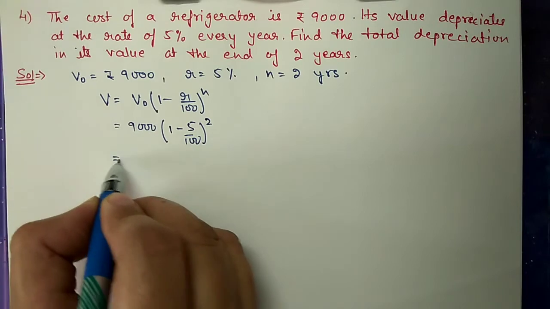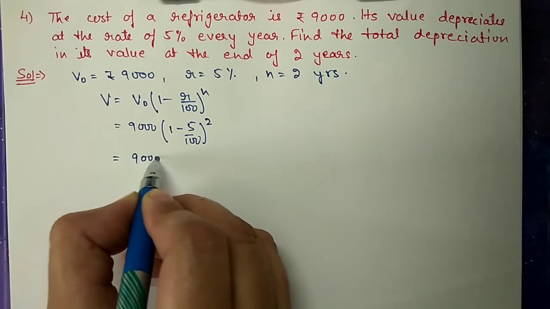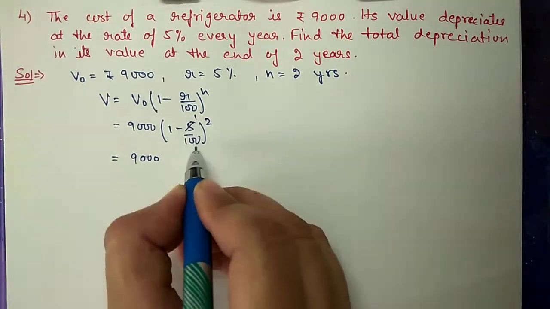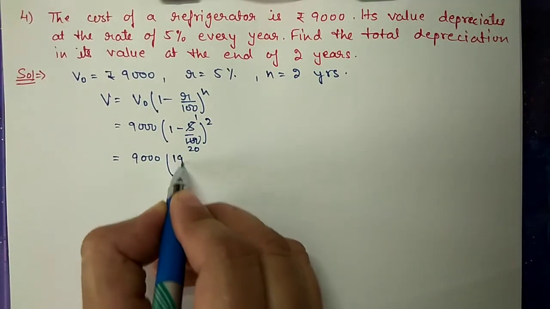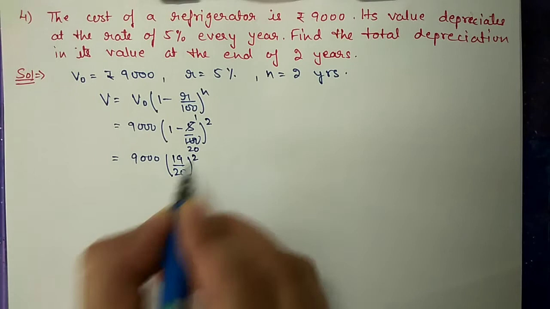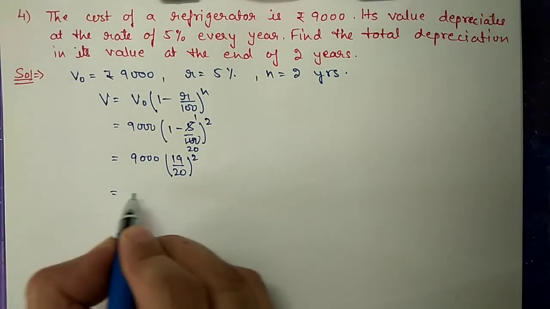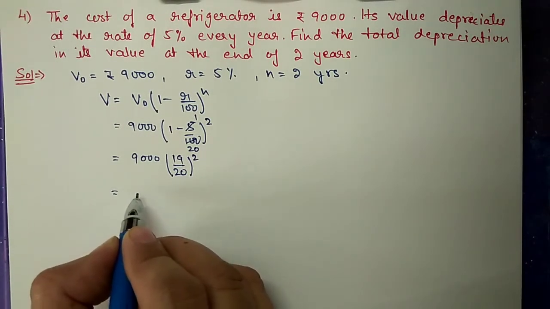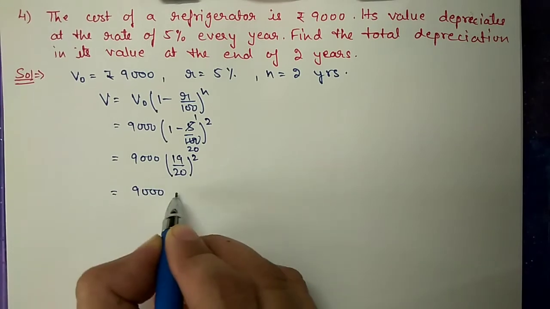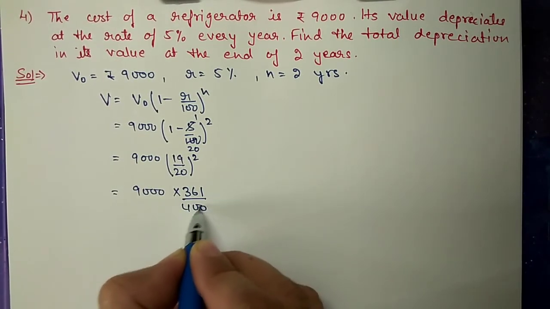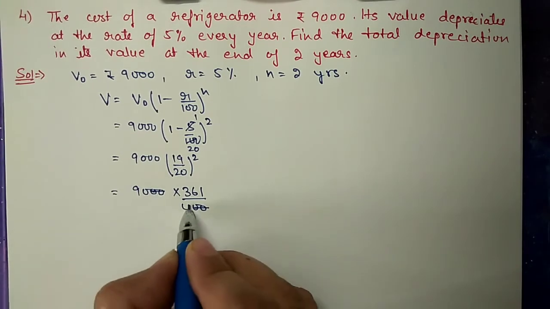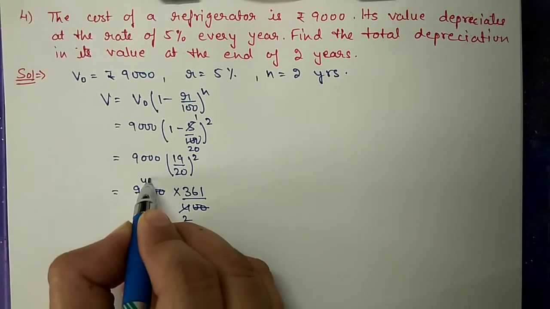After taking LCM, you can cancel out 5 ones are 5 and 5 twenties are 100, so 20 minus 1 gives 19 by 20 to the power 2. So, 19 squared is 361 and 20 squared is 400. Cancel out 2 zeros, then 2 twos are 4 and 2 forty-fives are 90.